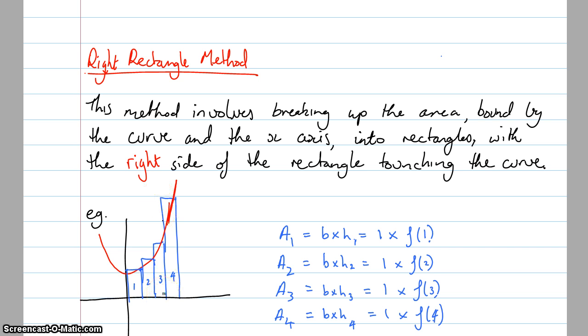Okay, so it's the same idea, same rectangles. The only difference is that now I've actually got an over approximation, whereas before I had an under approximation. And that depends on the type of graph that you've got as well.